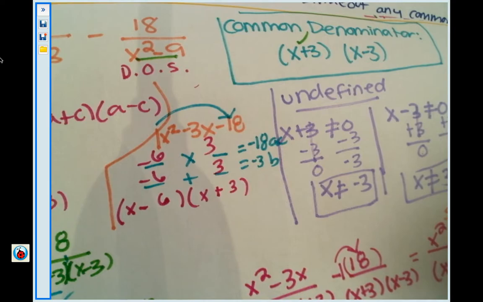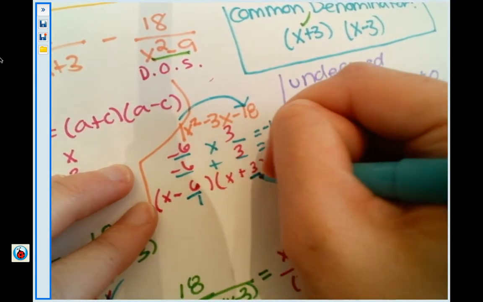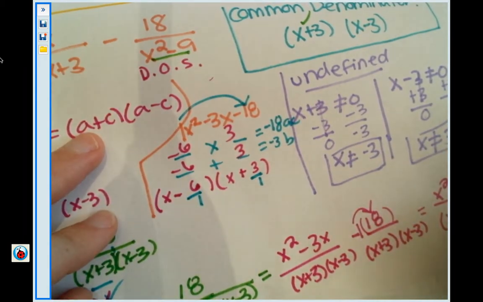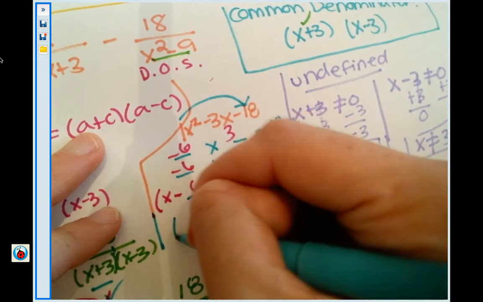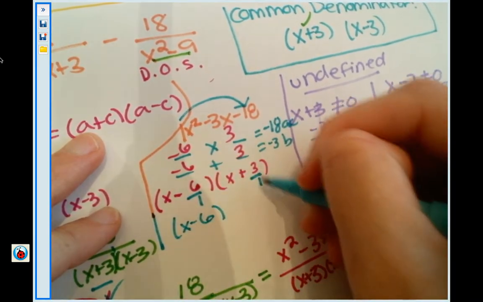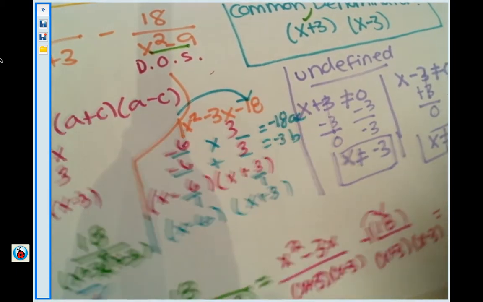So we slide the a and we divide by a. My a is 1, so I'm going to divide my answers by the 1, and then I'm going to simplify. So 6 over 1 is 6. So this will be x minus 6. And 3 divided by 1 is 3. So this will be x plus 3. Look at that, it factored.